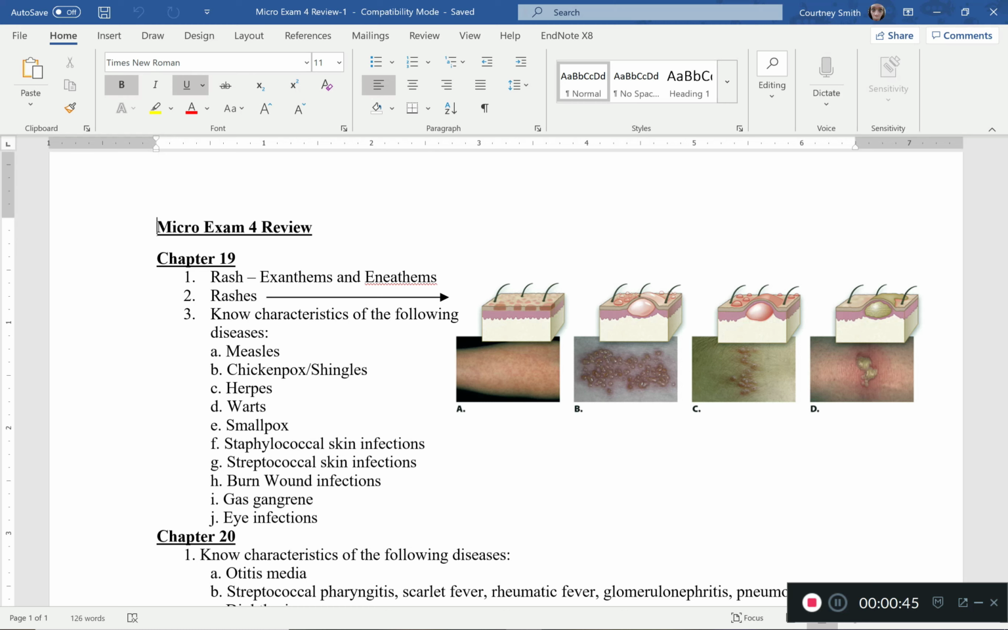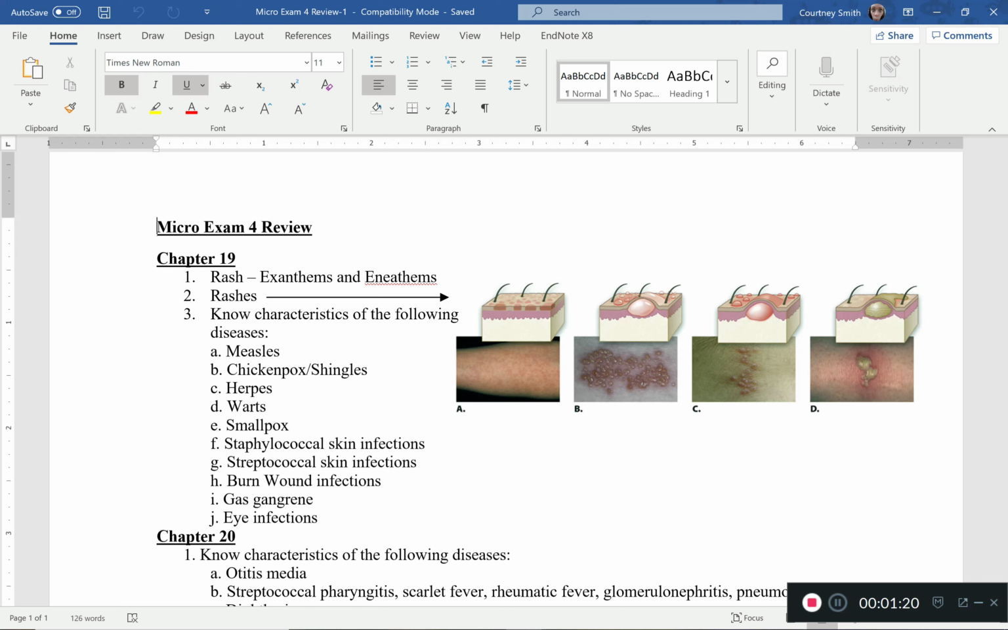If I were to give you a case study or something, then I would want you to know, based off of the information that I gave you, what you can diagnose the patient with, or what the causing organism is essentially. So stuff like that. I'm going to go ahead and walk through all the diseases and highlight the big hallmarks for each disease or each infection.